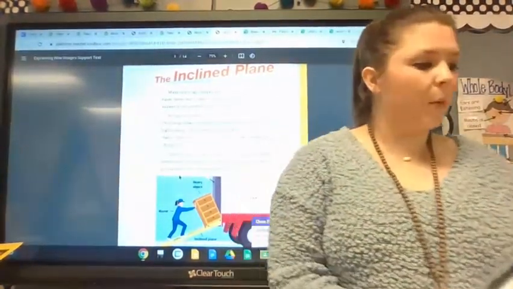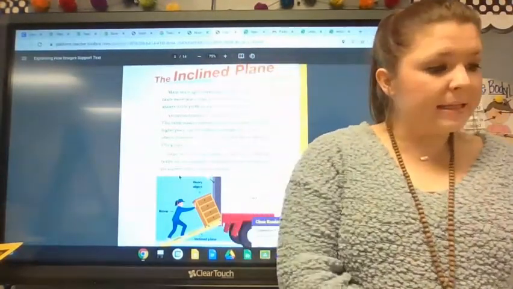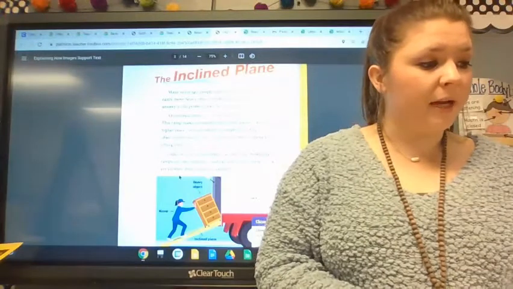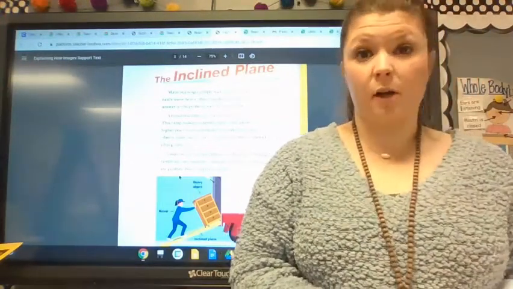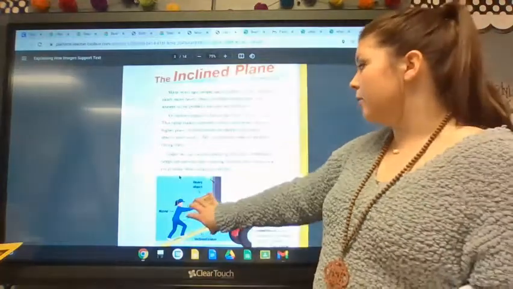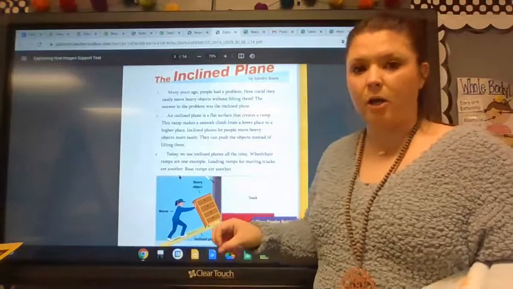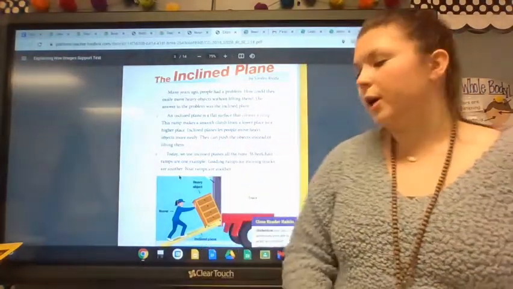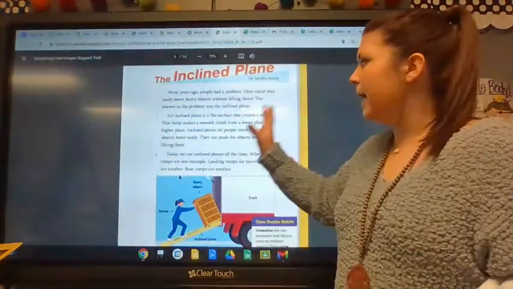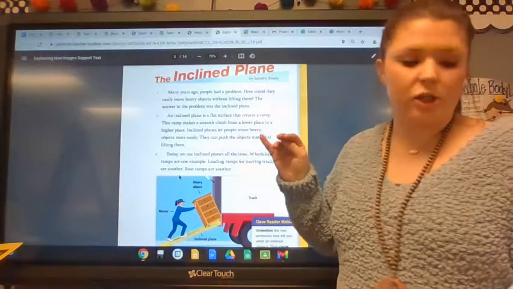Up in the top where it says explore with the green box, it says, how does the diagram of an inclined plane help you better understand the information in the article? So how does the diagram support the words, or how do the words support the diagram, and how do they work together? As we go back through, we're going to use our closed reader habit to help us understand how the image and the words support each other.